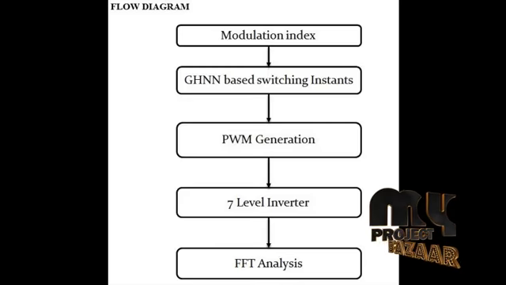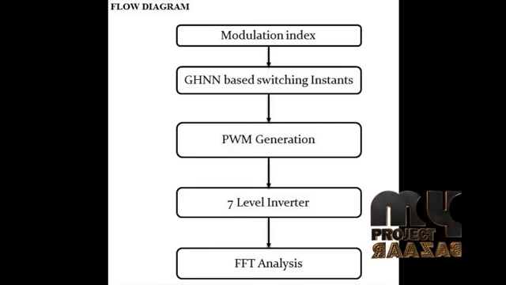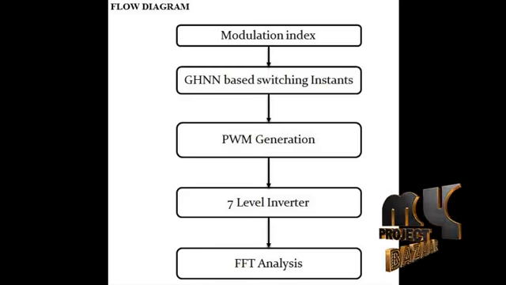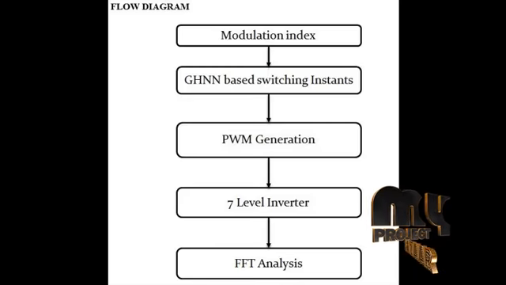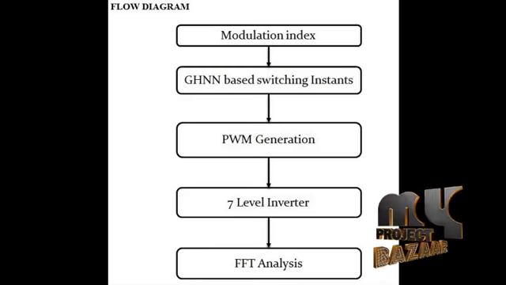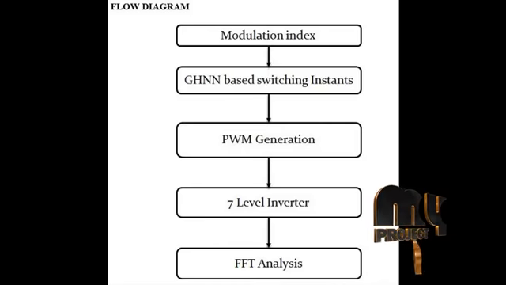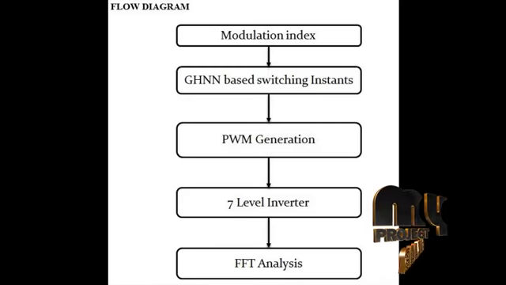Next block, GHNN based switching instance: an energy function is formulated using the Fourier series representation. The different rates of change of the energy function with respect to time are calculated, and they are all combined and embedded in this block. Using this GHNN network, repetitive iteration has to be performed to solve for the switching instance.